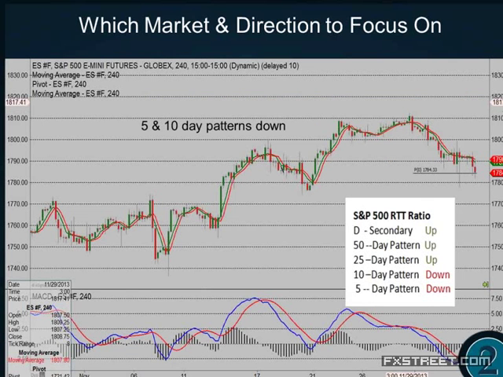Shifted everything back higher. So despite that 5 and 10-day down, it didn't matter. Boom, the market hit support, and the weekly pivot held, and up the market went. Now the market made a higher high. So the market shifted everything higher right there.